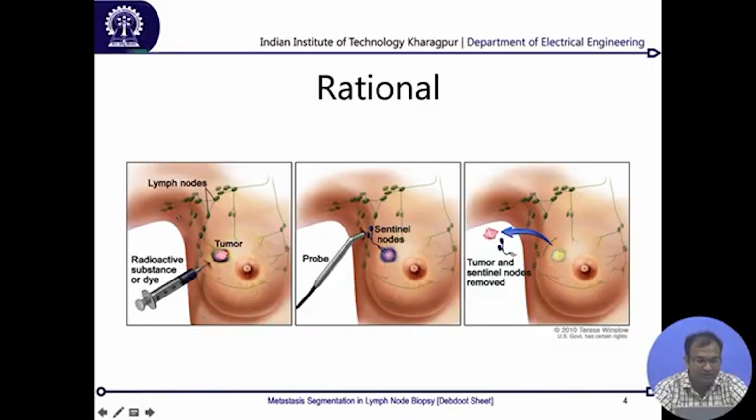So here, generally what's done is that if you look at the breast anatomy, around the breast there are a lot of lymph nodes present. In our body we have two sorts of circulation systems. One is the blood circulatory system, on which you have oxygen and glucose and all of these transfers going on, and the other one is the lymphatic circulatory system.